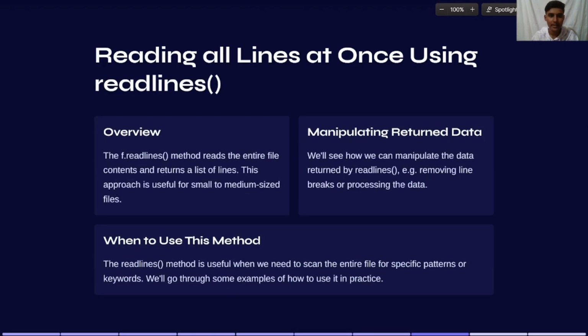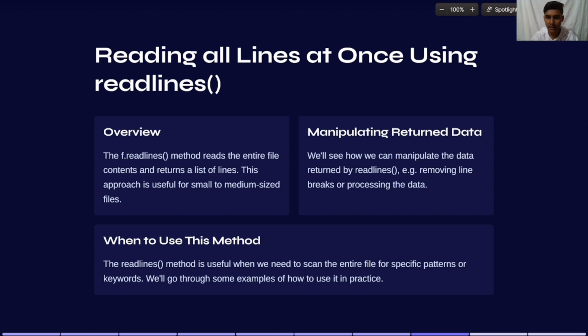And the next one is reading all lines at once using readlines. In this, let's see one by one. The first one is overview. What is overview? The readlines method reads the entire file contents and returns a list of lines. This approach is useful for small to medium sized files.